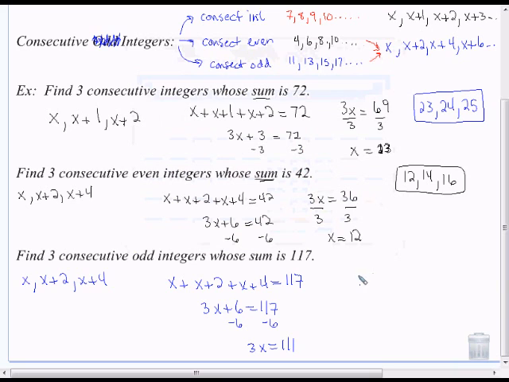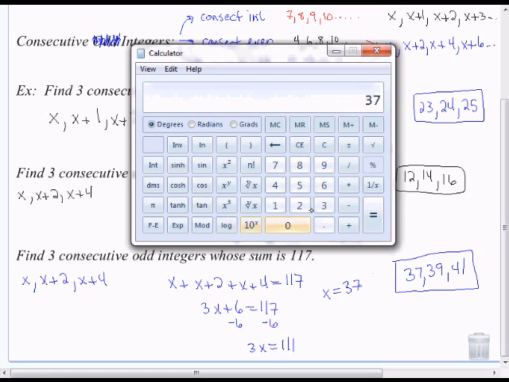37. So x equals 37. So my 3 odd integers are 37, 39, and 41. And again, I can check that and make sure I got it right by just adding them together. Okay.